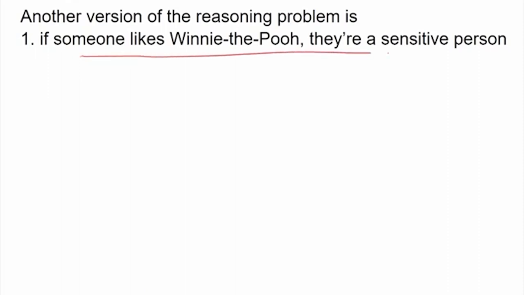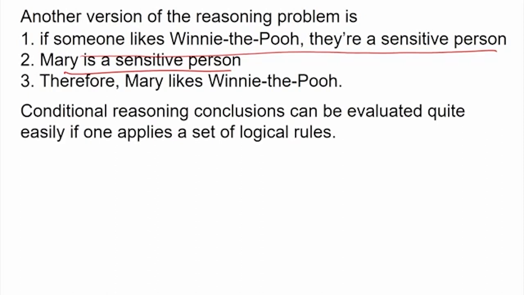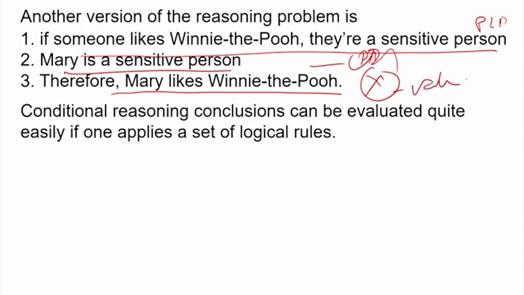Now, another version of the reasoning problem: if someone likes Winnie the Pooh, they are a sensitive person. Mary is a sensitive person. In the first case, I affirmed the antecedent, which means my premise validated the antecedent. In the second statement, I am validating the consequent, the "then" part of the statement, and then it follows, therefore, Mary likes Winnie the Pooh. What do you think? Is this a correct conclusion? You will come to know that this is not the correct conclusion. So, if this is my premise 1 and this is my premise 2, this is not valid. Conditional reasoning conclusions can be evaluated quite easily if one applies a set of logical rules.